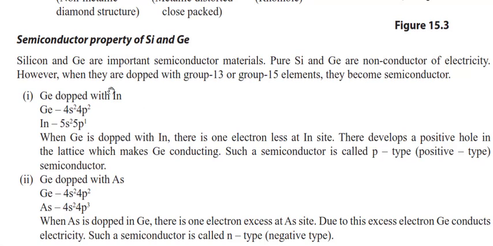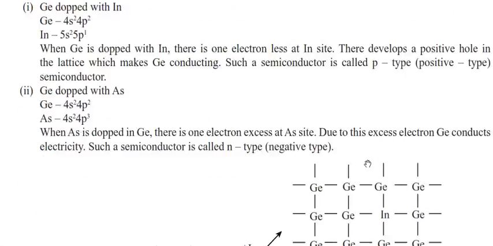Germanium doped with indium, where indium is a group 13 element. The electronic configuration of germanium is 4s2 4p2, and for indium 5s2 5p1. So germanium is doped with indium, and there is one electron less. They develop positive holes and make germanium conducting. Such a type of semiconductor is called a p-type semiconductor.